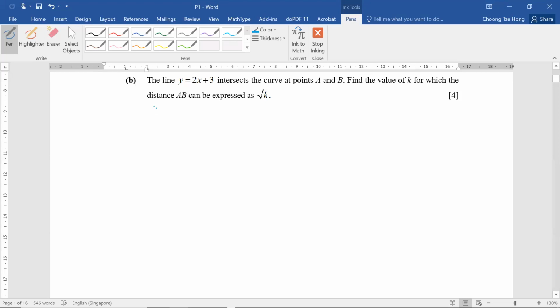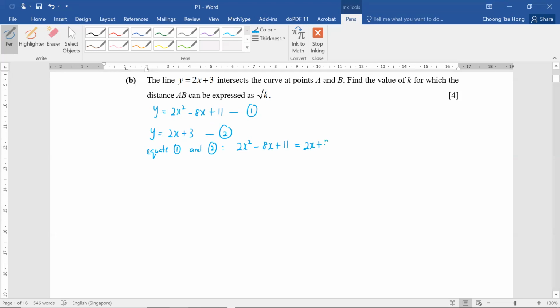So the equation of the curve is this, related to part A. It's the same curve. So this is 1, and then the equation of the line is this, so this is 2. We're going to solve these two simultaneously. So equate 1 and 2. We'll get 2x squared minus 8x plus 11 equals 2x plus 3.